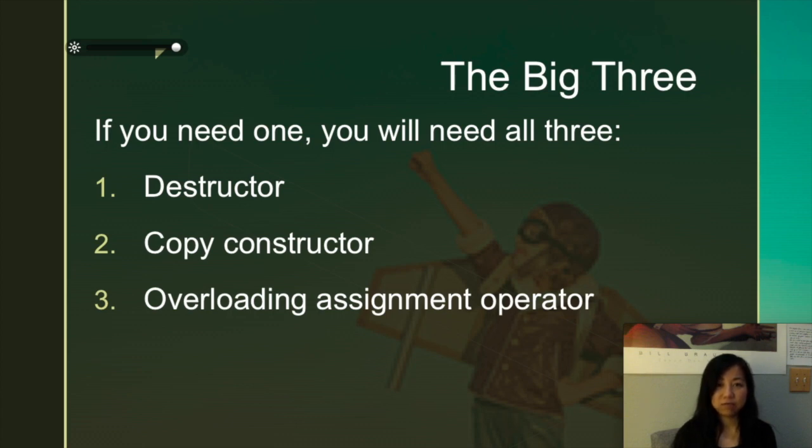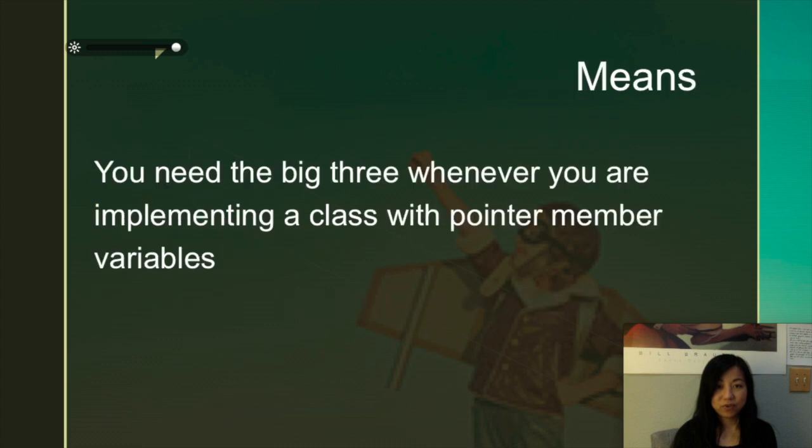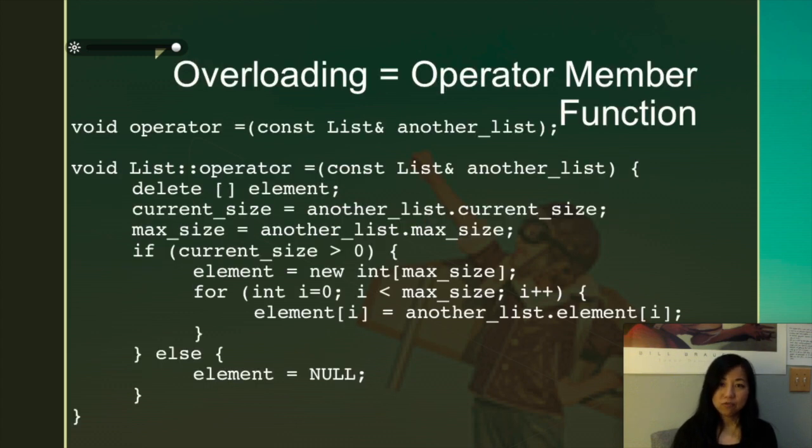That is the general rule of thumb, or I think it's almost always, depends on what you do with the pointer member variable. So it means that whenever you are implementing a class with a pointer member variable, you would need all three: the destructor, the copy constructor, and overloading the equal operator. So let's see how it looks.